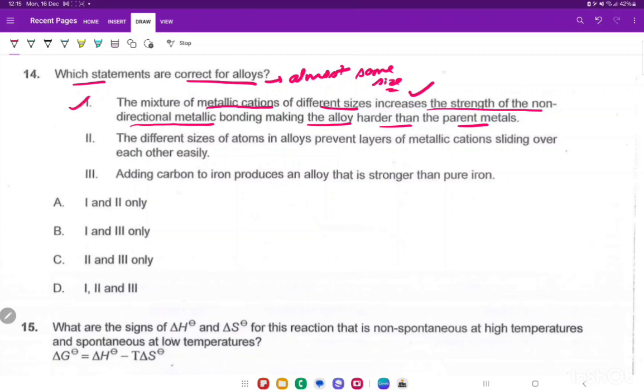A different size of atoms in alloys prevents layers of metallic cations from sliding over each other easily. This is also correct. Different size of atoms prevents slip and slide movements. Adding carbon to iron produces an alloy that is stronger than pure iron. Yes, when we add carbon to iron, the alloy becomes stronger; steel is stronger than iron. I think option 3 is also correct. Alloys are harder than the parent metal. So all three options are correct. Answer is D.